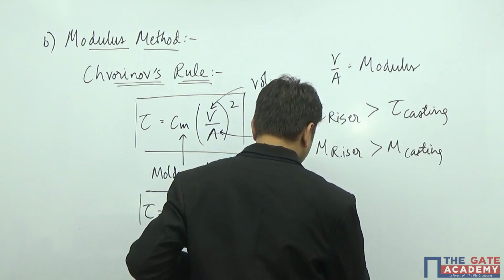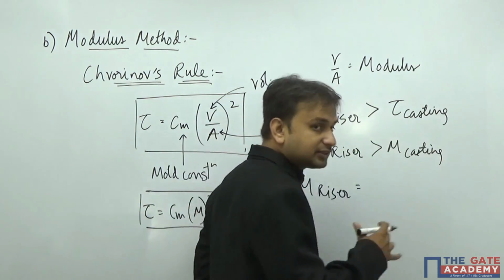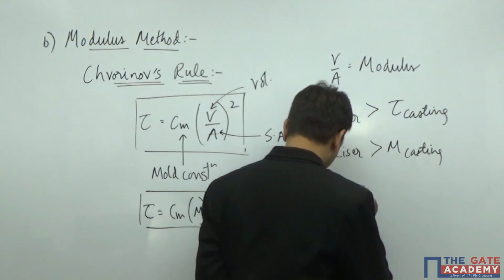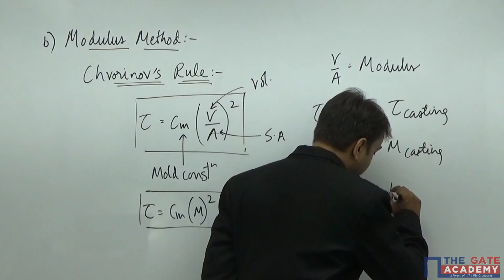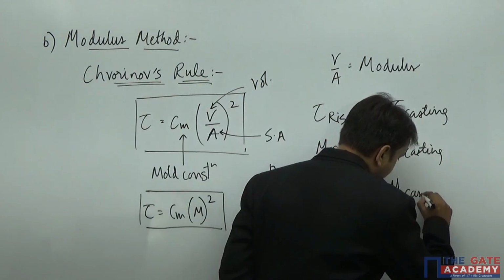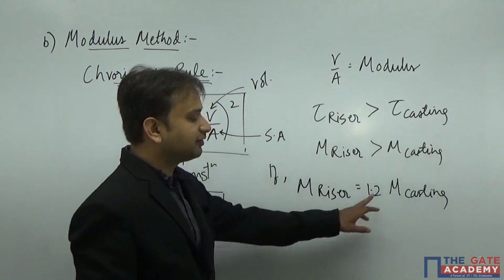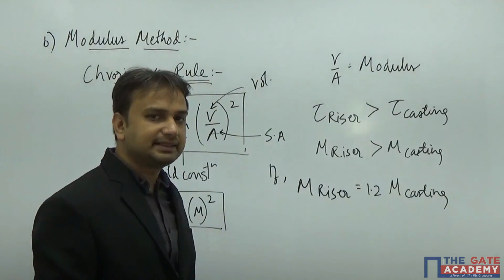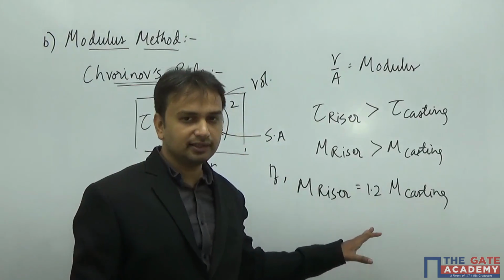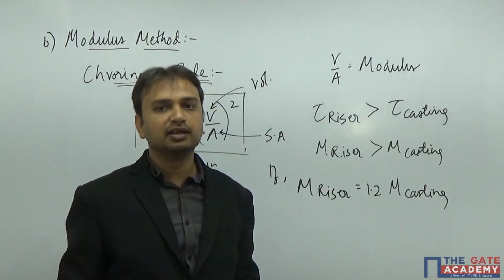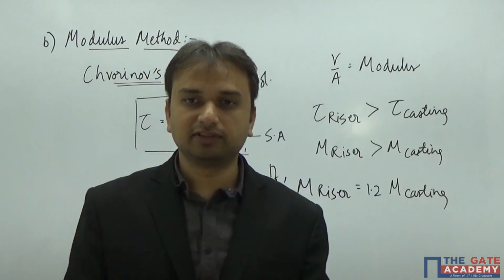Modulus of riser should be, if modulus of riser is equal to 1.2 times the modulus of the casting, that means it is higher than the modulus of casting by a factor of 1.2, then it has been experimentally found out, it is an experimental data, that if this is the condition, then the risers are helpful. They work, they fulfill their purpose.